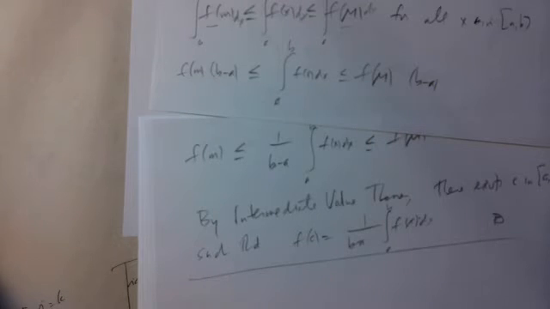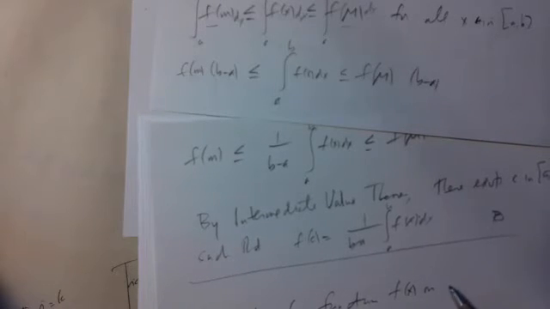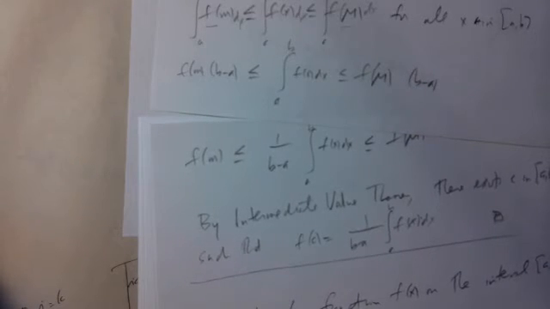There's also something which is many times useful in applications. We want to have the notion of the average value of a function f of x on the interval a, b, and this is the definition: it's 1 over the length of the interval times the integral from a to b of f of x dx.